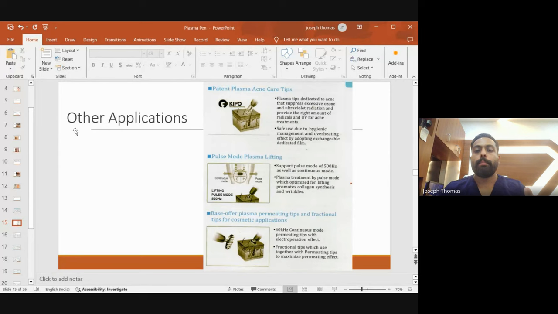And there is a pulse mode for plasma lifting, which is used with this tip. And there is another thing called a fractional permeating tip. It's hard for me to remove it.